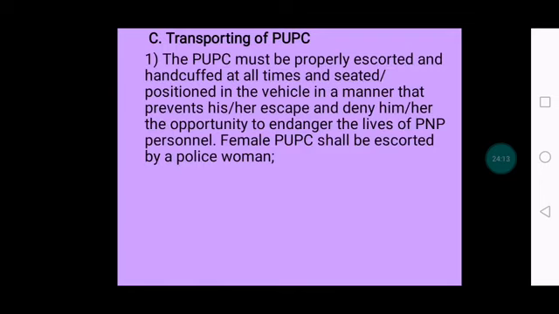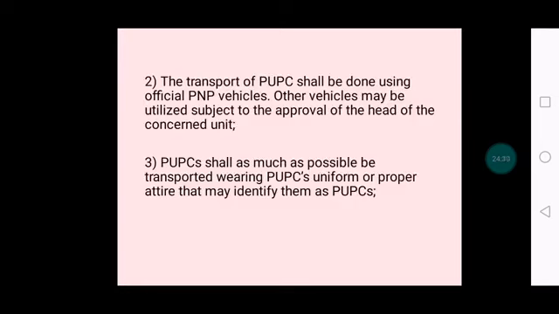The POPC must be properly escorted and handcuffed at all times and in a seated position in the vehicle in a manner that prevents his or her escape and denies him or her the opportunity to endanger the lives of PNP personnel. Female POPC shall be escorted by a policewoman. Number 2, the transport of POPC shall be done using official PNP vehicles. Other vehicles may be utilized subject to the approval of the head of the concerned unit. Number 3, POPCs shall, as much as possible, be transported wearing POPC's uniform or proper attire that may identify them as POPCs.